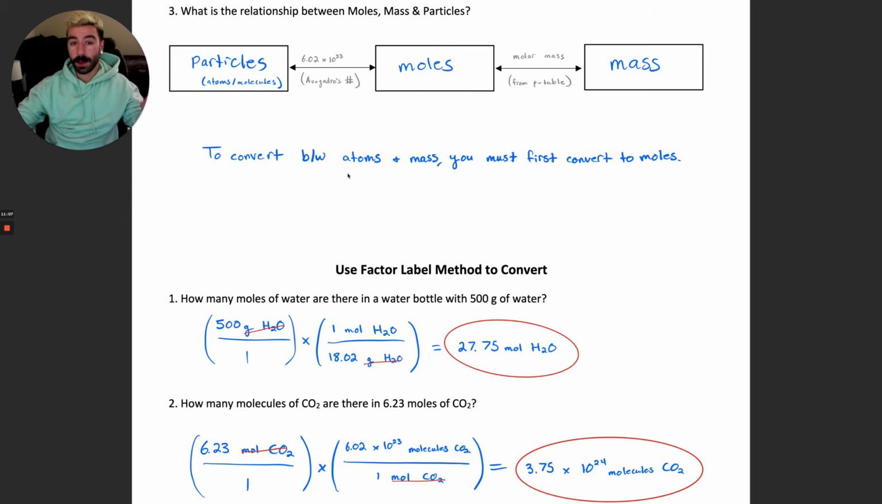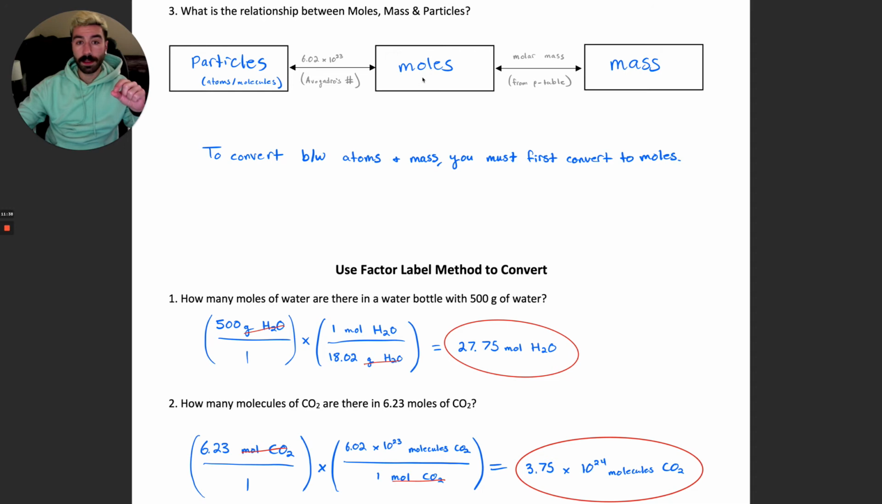So to convert between atoms and mass, so if I know how many atoms I have of something and I want to know how much that weighs, or vice versa, I have to convert to moles first. And so let's look here first, because we talked about molar mass most recently. If I have the mass of something and I want to convert to moles, what I use is the molar mass, specifically from the periodic table. That's how I find that, right?